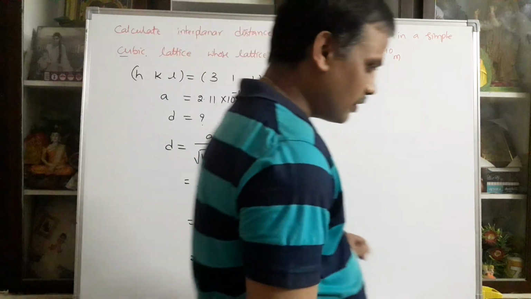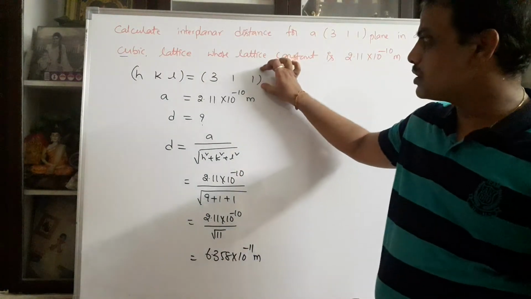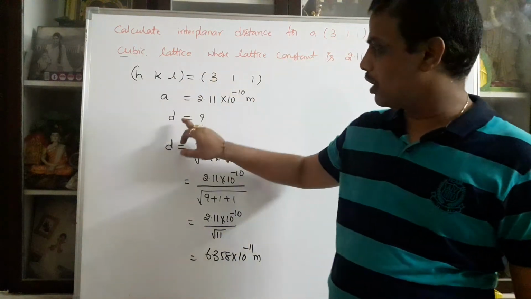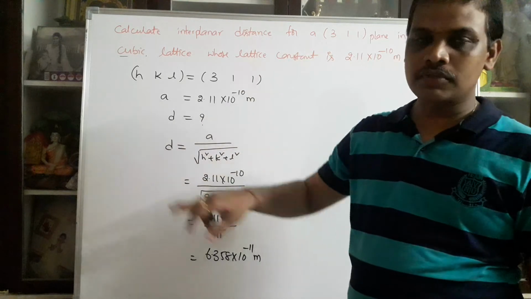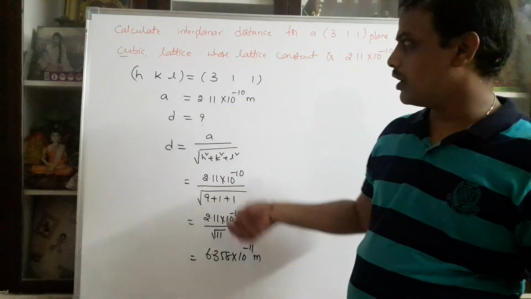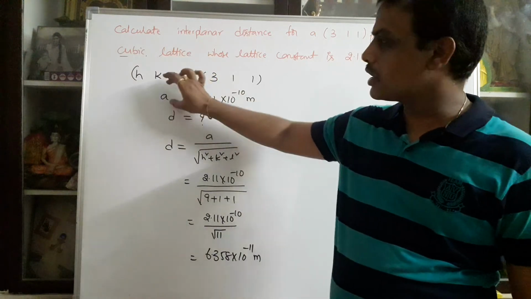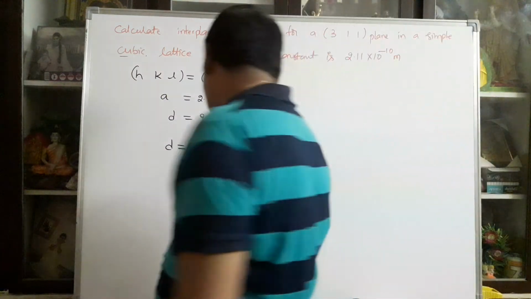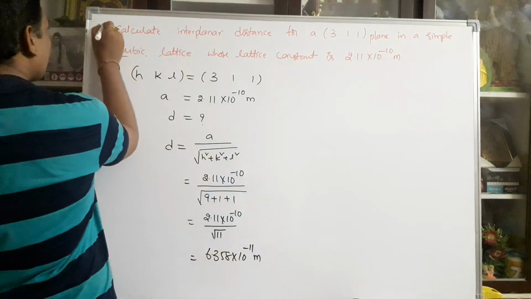In this way, one more question is asked. Here they are giving the Miller indices and lattice constant, and they want to calculate the interplanar distance. Sometimes they are giving hkl and the d value, and they are asking for the lattice constant. So this is question number 1.